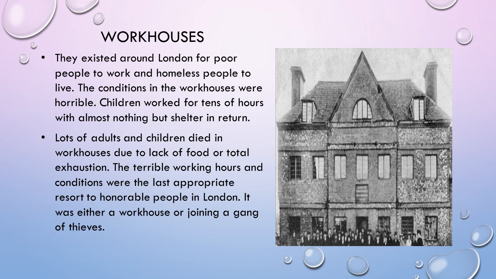The terrible working hours and conditions were the last appropriate resort for honorable people in London. It means if you were honorable, you had to bear the horrible working hours or become a thief. So either you stay honorable and work in horrible conditions, or you join a gang of thieves. It was either a workhouse or joining a gang of thieves. And that's what we're going to see from Oliver. We're going to see his life and what is going to happen to him, what his life is like in the workhouse, and we're going to discuss a lot of things through the story.